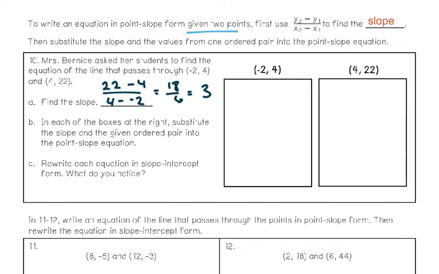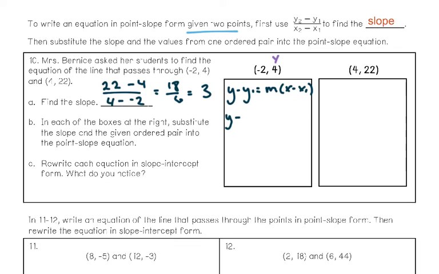Now in each of these boxes to the right, we're going to substitute the slope and the given ordered pair into the point slope form equation. I'm going to do the one on the left. You're going to watch me do that and then do the one on the right. First thing I do, write out point slope form just like it's supposed to be written. Next, I'm going to substitute in my point and the slope.